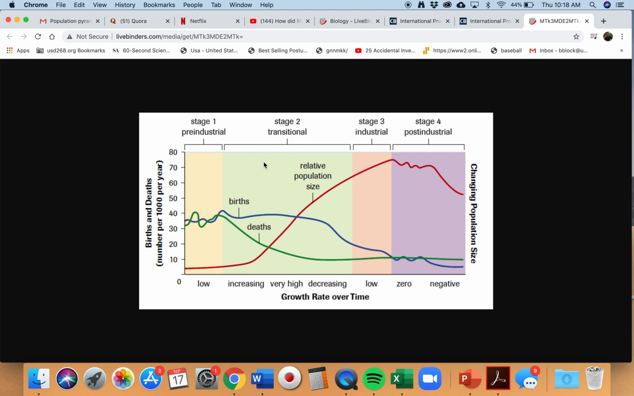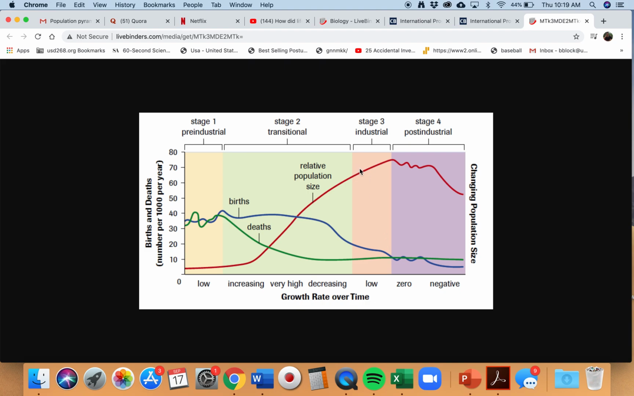As they start to go through this transitional phase, they start to get better health care. So death rates go down. However, birth rates still stay relatively high, which makes their population increase because birth rates are higher than death rates. Eventually, when societies get industrialized, now they're thinking, well, I want to have 2 kids, and they have better access to birth control and things like that.